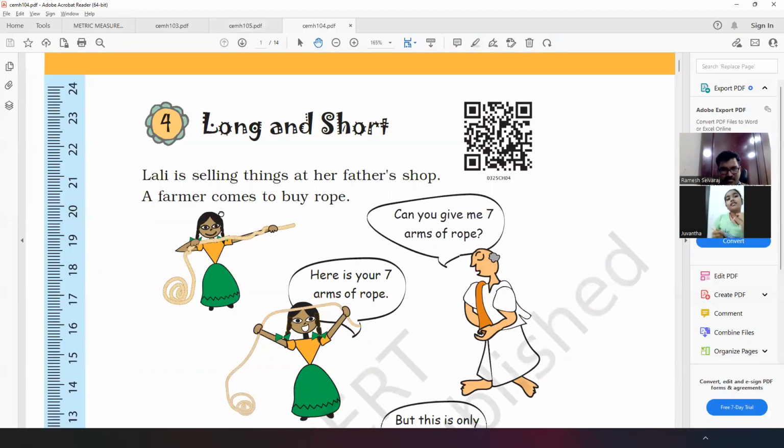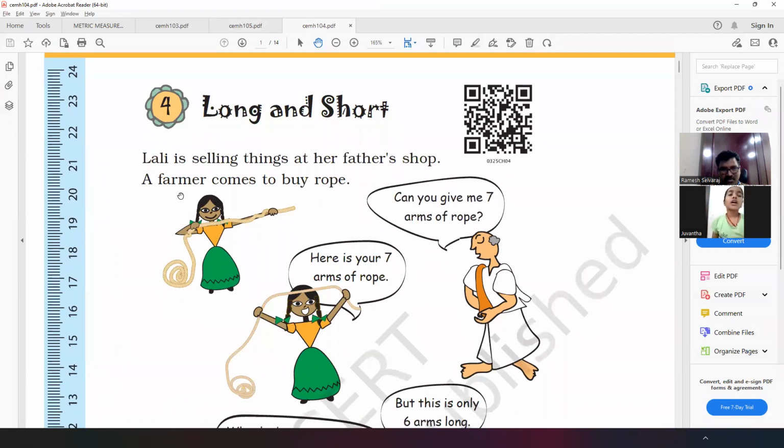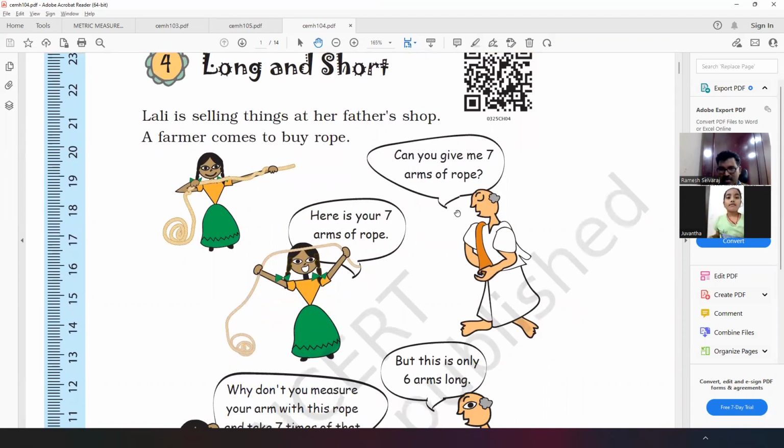Lalia is selling things at her father's shop. A farmer comes to buy rope. Can you give me 7 arms of rope? He came and he is asking her, can you give me 7 arms of rope? This is one arm, right? From here to here, one arm. So he is asking 7 arm length. That means she has to measure 7 times this much length and give it. So she is calculating how much is 7 arm length. Like this, she is measuring it. So she is giving 7 arms of rope.